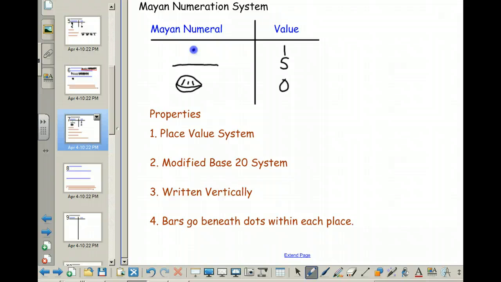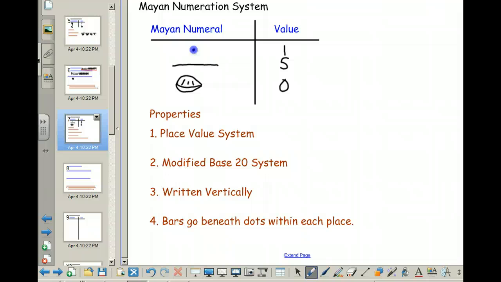Now, that would have solved one of the issues with the Babylonian, right? If I could have had a 0 placeholder in my 1 spot, I would have eliminated part of what was going on. Okay. So the 0 is actually a really good thing to have. So they do have a place value system. It's a modified base 20 system. We'll come back to that in a minute. It's written vertically from bottom to top. The lowest value is on the bottom, and the highest value is on the top.